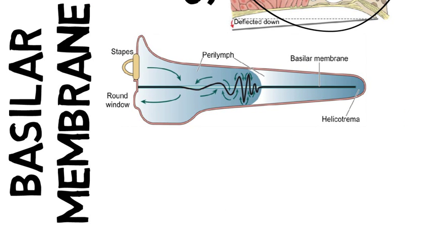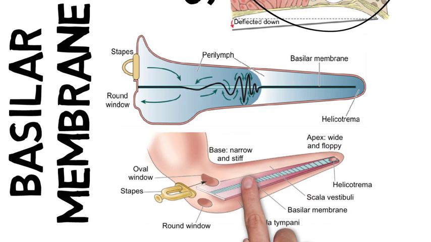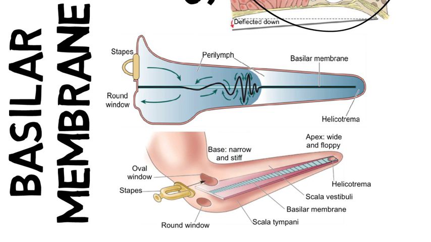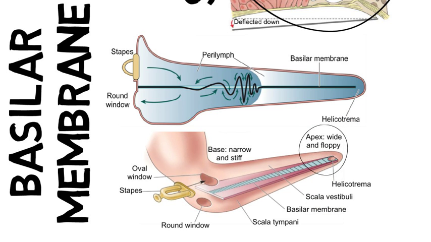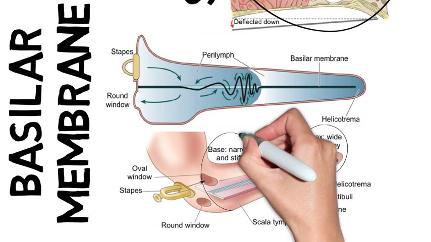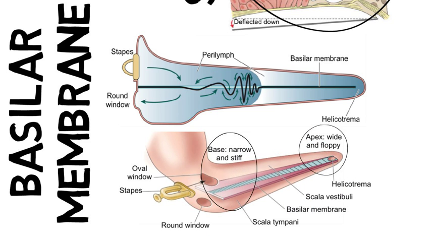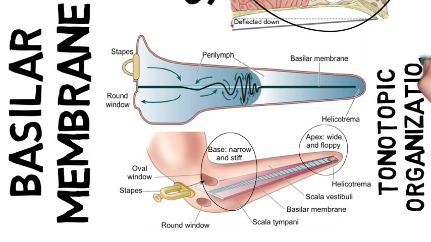Instead, specific areas along the basilar membrane move variably in response to different frequencies of sound. Lower frequencies vibrate the basilar membrane closer to the apex of the cochlea, whereas higher frequencies produce vibrations closer to the base. This arrangement is known as tonotopic organization.